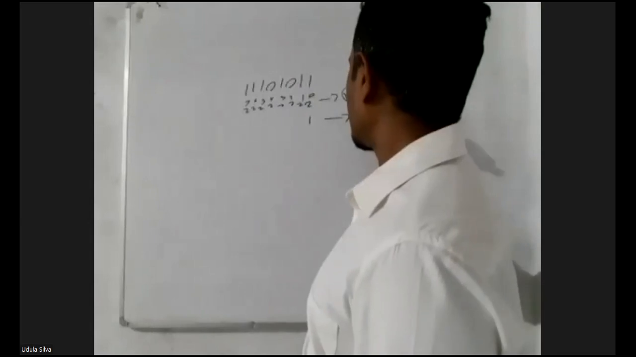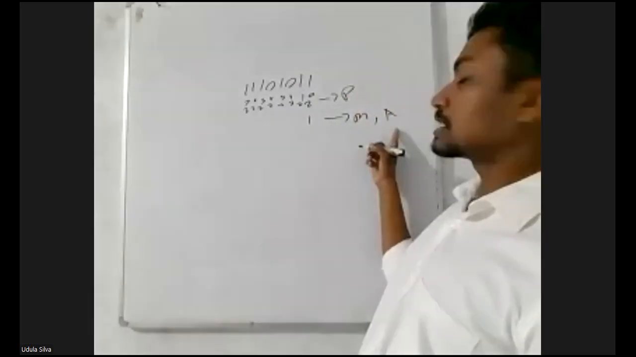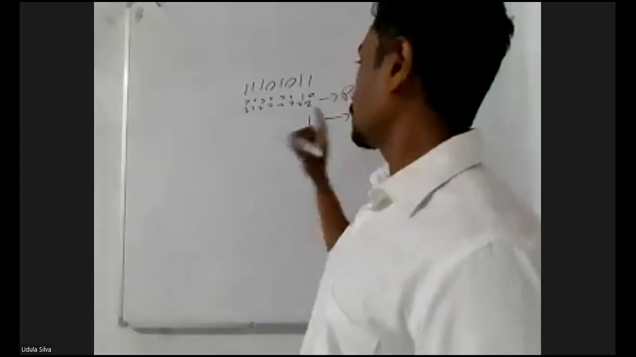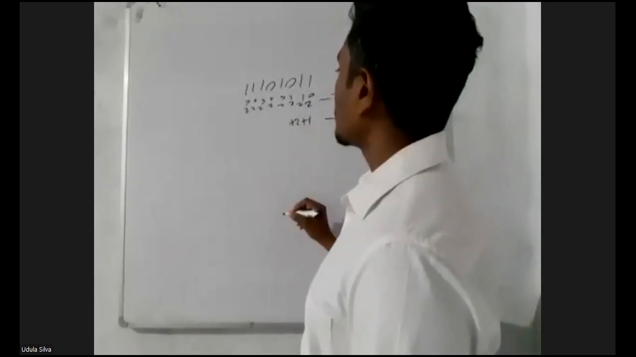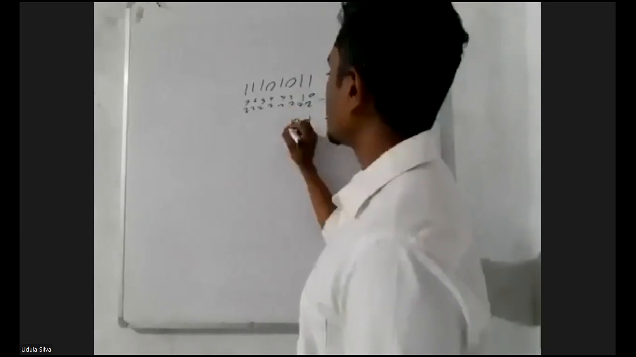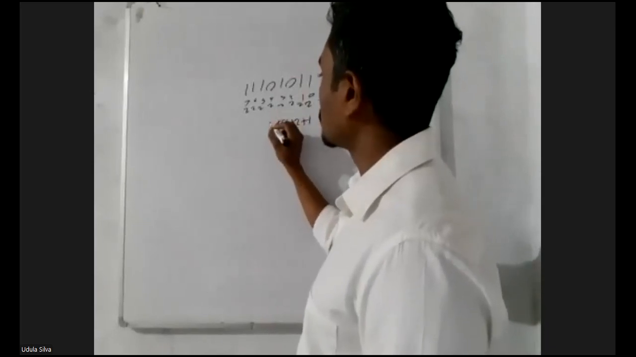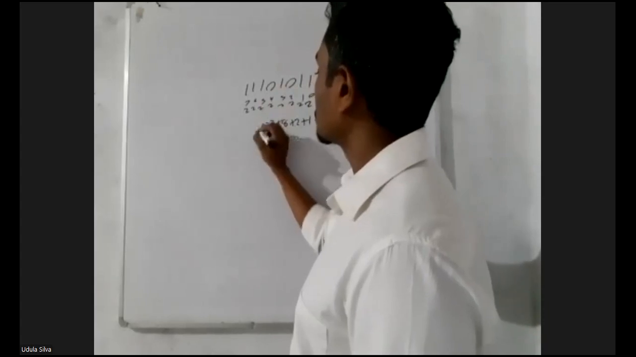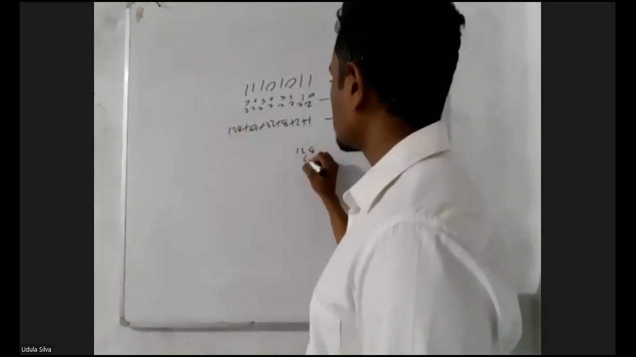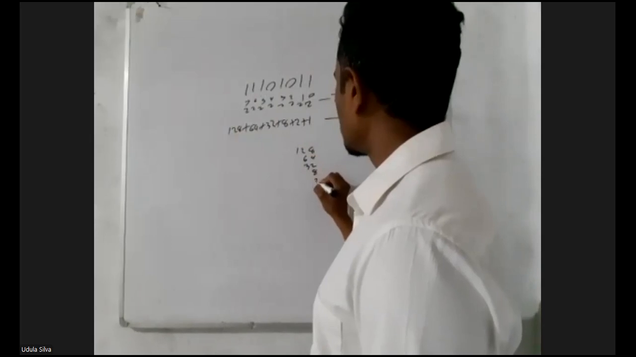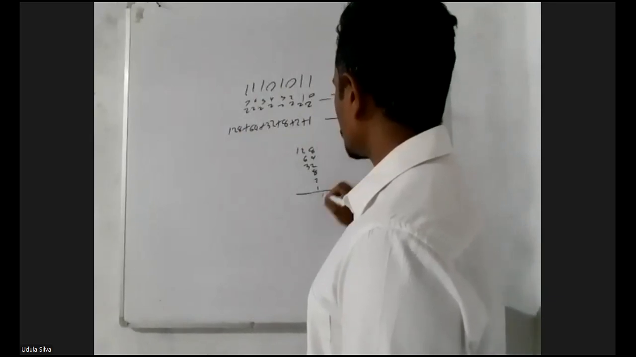Second step is multiplication. Third step is addition. 2 to the power 0 is 1, 1 into 1 is 1. Plus 2 to the power 1 is 2, 2 into 1 is 2. 2 to the power 2 is 4, 4 into 0 is 0. 2 to the power 3 means 8, 8 into 1 is 8. 2 to the power 4 is 16, 16 into 0 is 0. 2 to the power 5 is 32, 32 into 1 is 32. Then 64, then 128. So 128 plus 64 plus 32 plus 8, 2, 1.